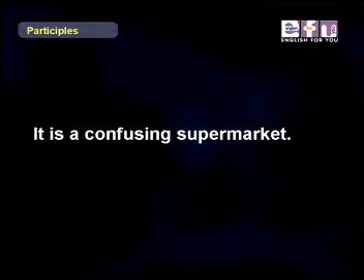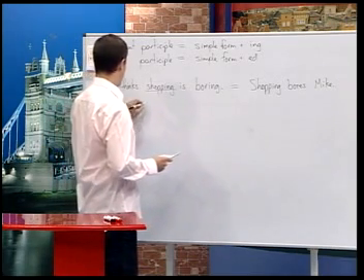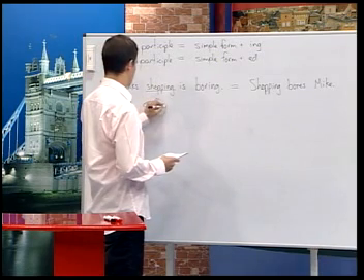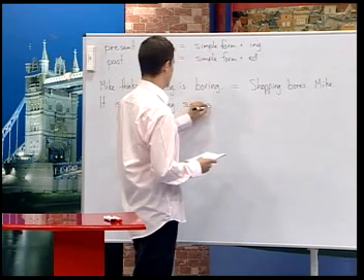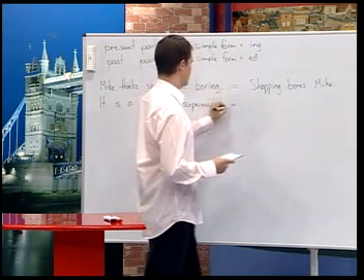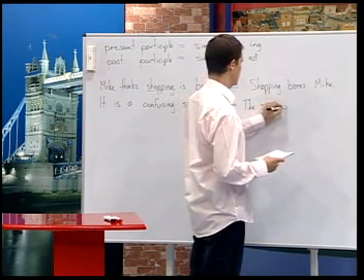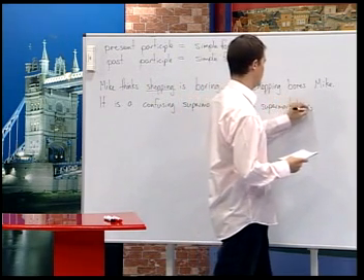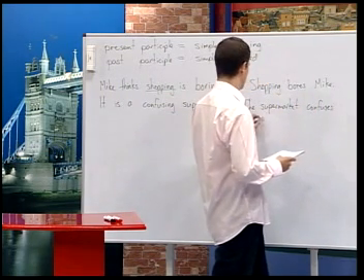In the third sentence, the noun supermarket does something. It confuses. Thus, it is described as a confusing supermarket. It is a confusing supermarket. This means the supermarket confuses people, shall we say.